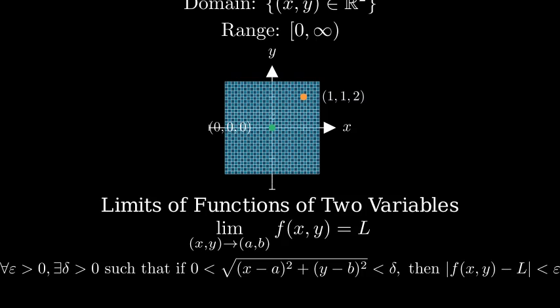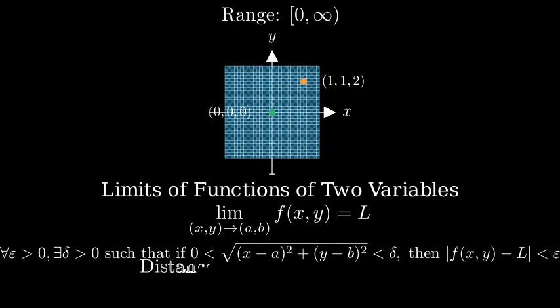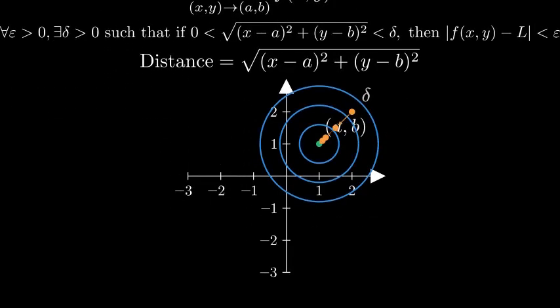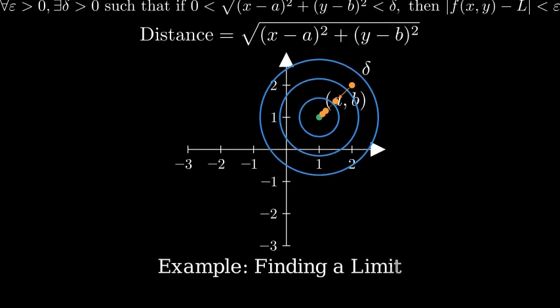We say that the limit of f(x, y) as the point (x, y) approaches the point (a, b) equals L if, for every positive epsilon, there exists a positive delta, such that whenever the distance from (x, y) to (a, b) is less than delta but not 0, then the absolute value of f(x, y) minus L is less than epsilon. The distance between points in the plane is given by the familiar distance formula, the square root of the sum of the squares of the differences in coordinates. Intuitively, this means that as (x, y) gets closer to (a, b), the value of f(x, y) gets closer to L. Let's work through an example of finding a limit.